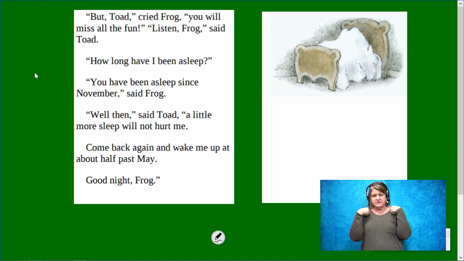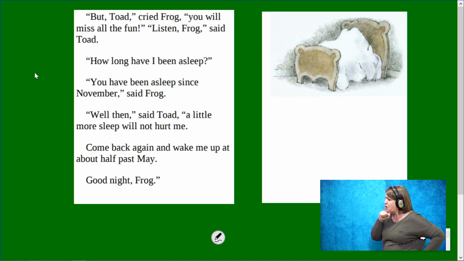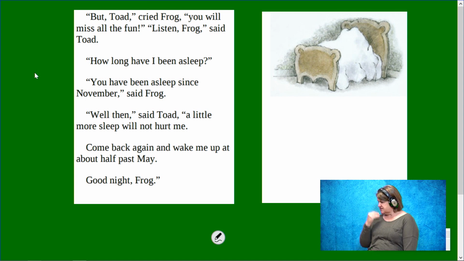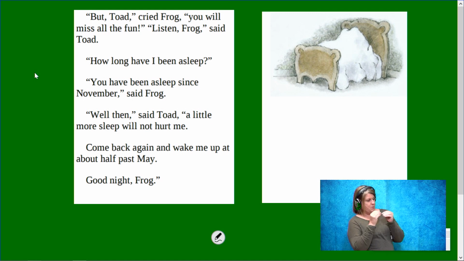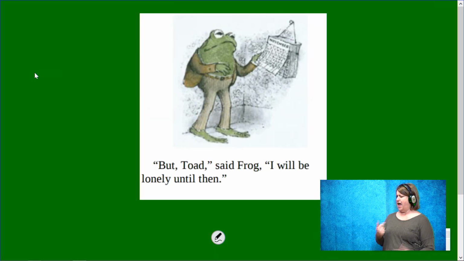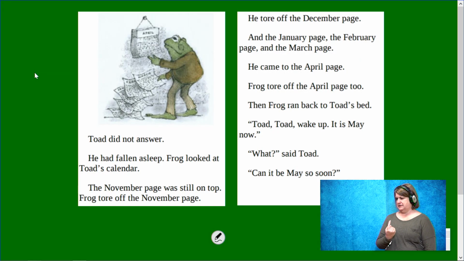But Toad, cried Frog, you will miss all the fun. Listen, Frog, said Toad. How long have I been asleep? You have been asleep since November, said Frog. Well then, said Toad, a little more sleep will not hurt me. Come back again and wake me up in May. Good night, Frog. But Toad, said Frog, I will be lonely until then. Toad did not answer. He had fallen asleep.